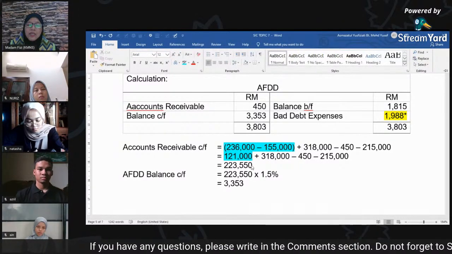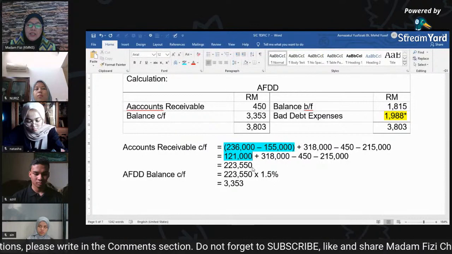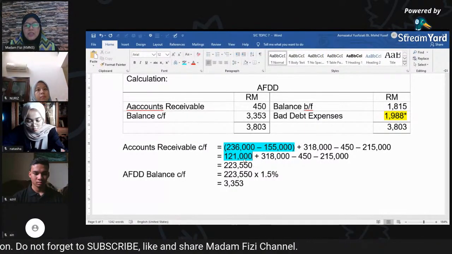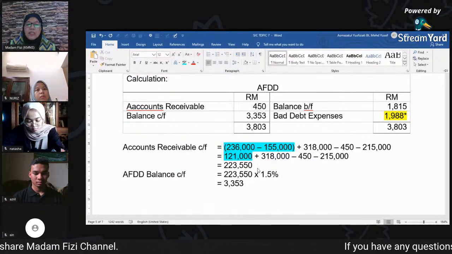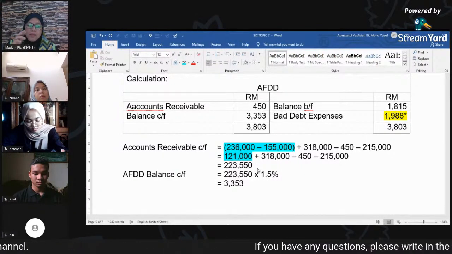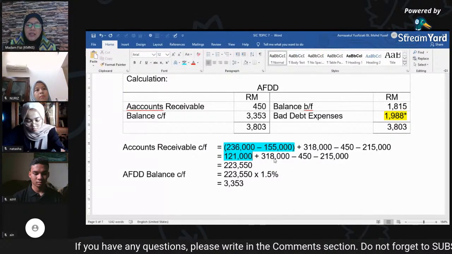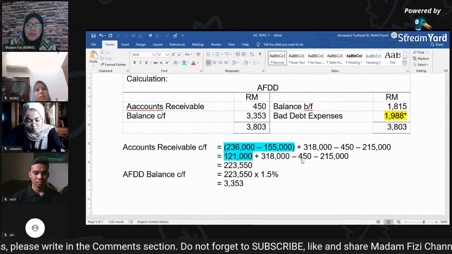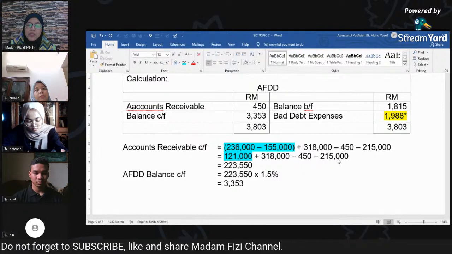Okay, so just now I showed how to make the accounting. Now I show you how to make only the calculation. So this is the balance brought forward for accounts receivable. You get it from the balance carry forward 2016. And then 318,000 minus 450 minus 215,000.